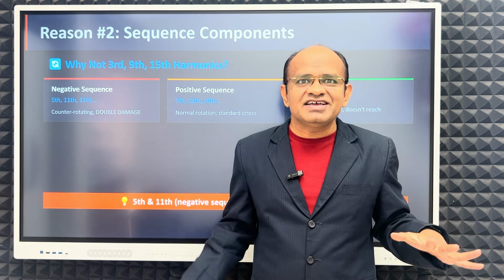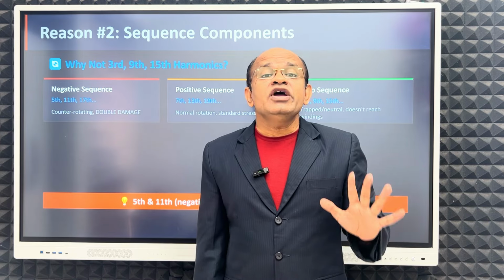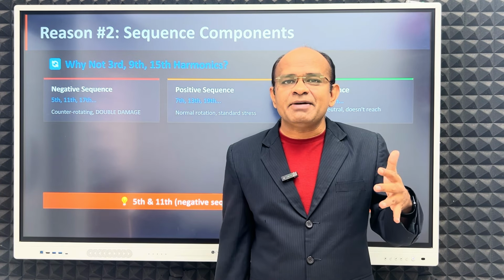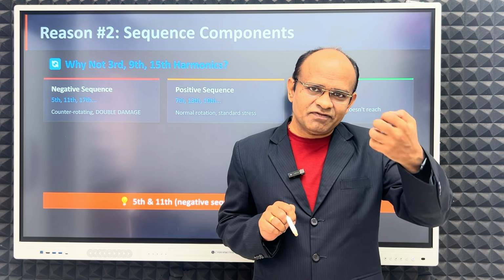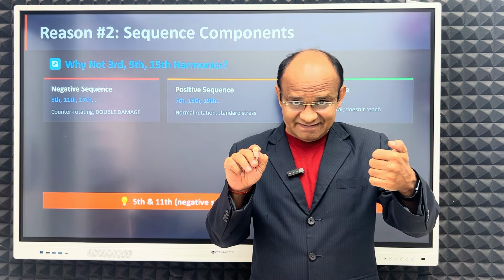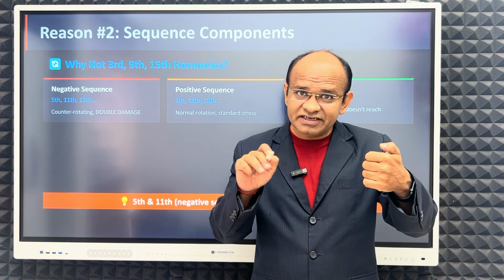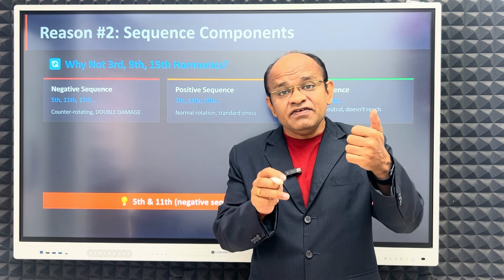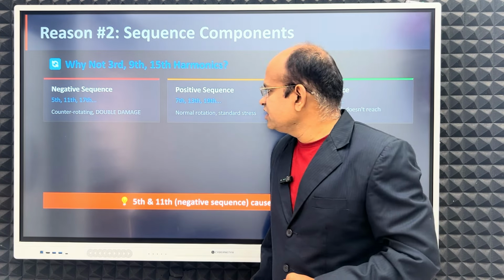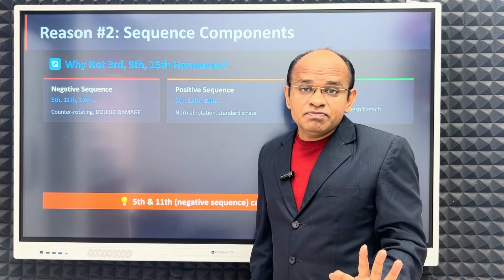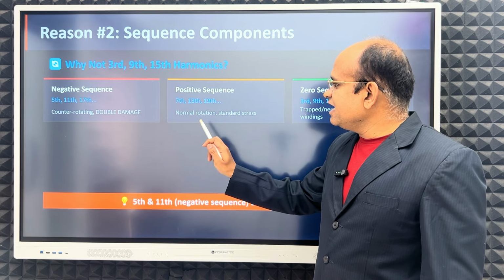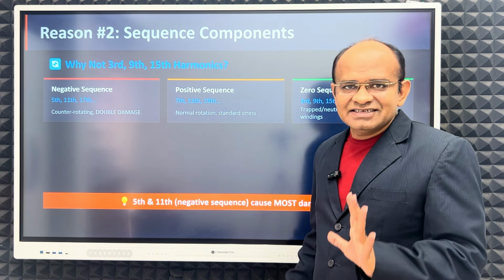It is neutralizing, so efficiency will come down because energy transfer will not happen in the winding. From this winding, energy is transferred through magnetic lines, the magnetic field, towards the other coil. If it is opposing, this negative opposing, then there will be damage. Efficiency will come down. Now positive sequence: 7th, 13th and 19th, normal rotation, standard stress.